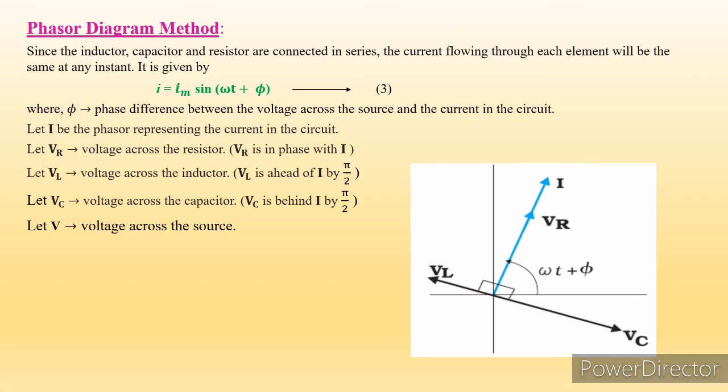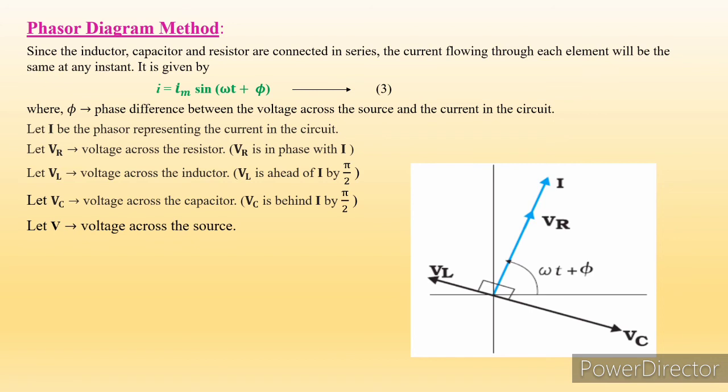Phasor diagram method. Since the inductor, capacitor and resistor are connected in series, the current flowing through each element will be the same at any instant. It is given by I equal to Im sin(omega t plus phi). This is equation 3, where phi is the phase difference between the voltage across the source and the current in the circuit. Let capital I vector be the phasor representing the current in the circuit.